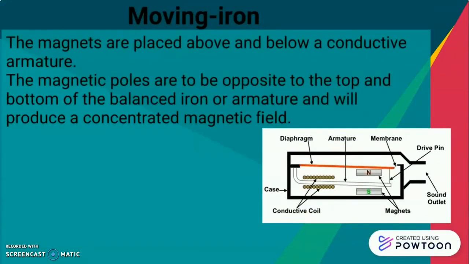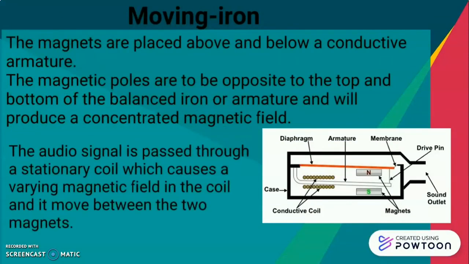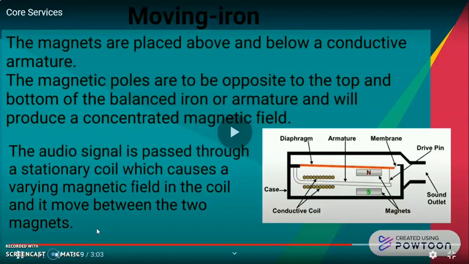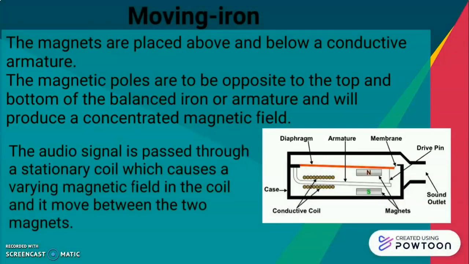In the moving iron type, the magnets are placed above and below a conductive armature. The magnets are opposite to each other at the top and bottom of the balanced iron armature and produce a concentrated magnetic field. The audio signal is passed through a stationary core, which causes a varying magnetic field in the core, and it moves between the two magnets.